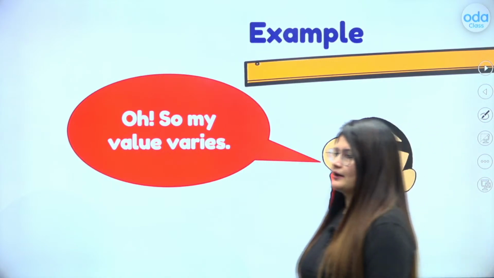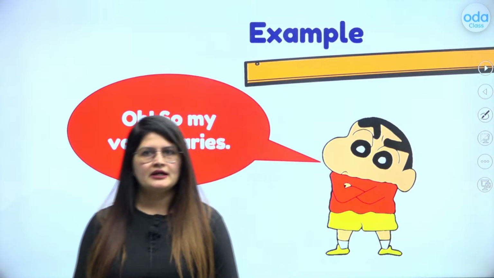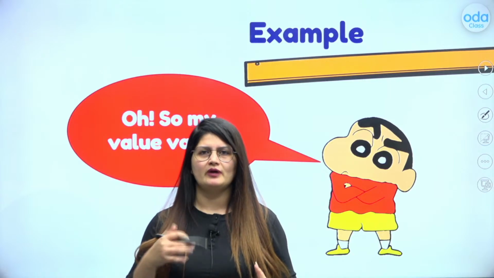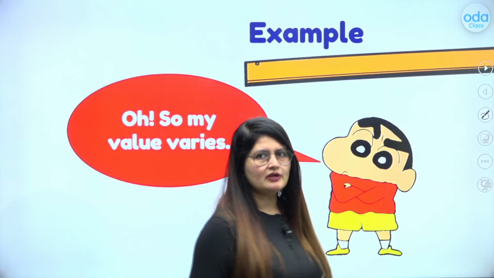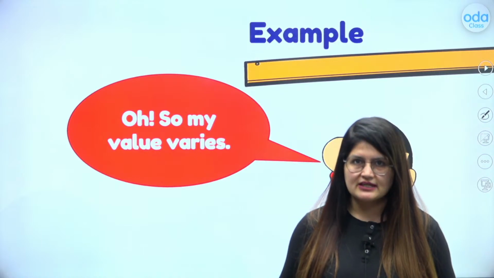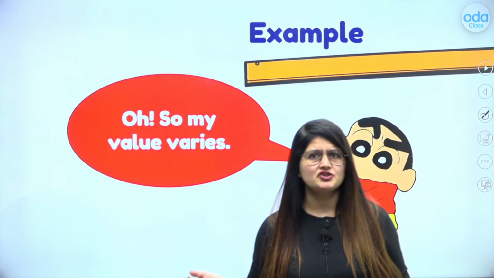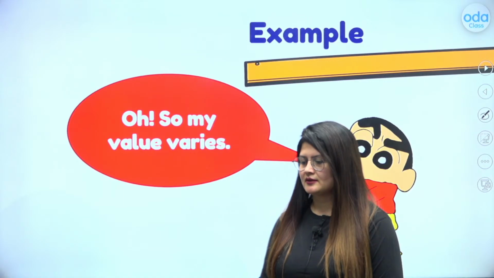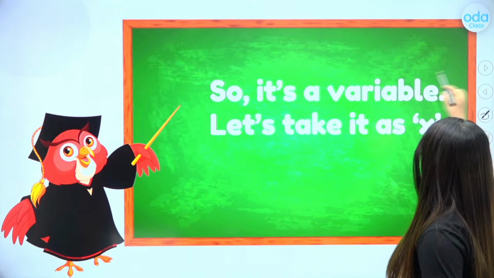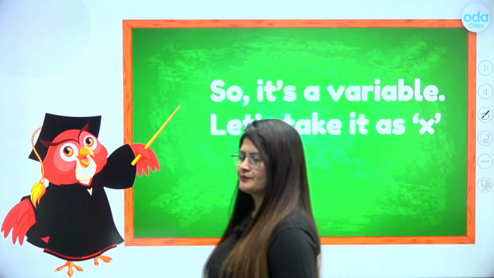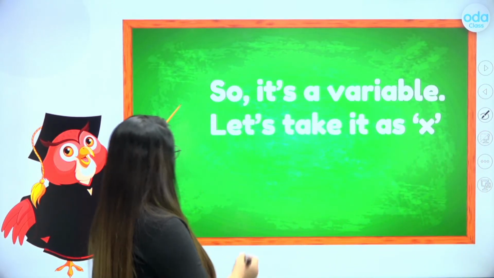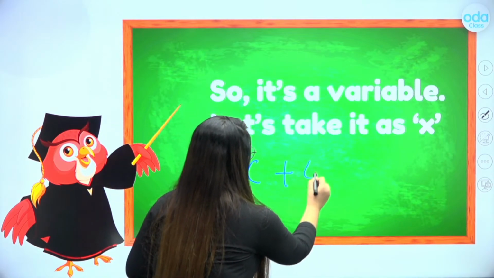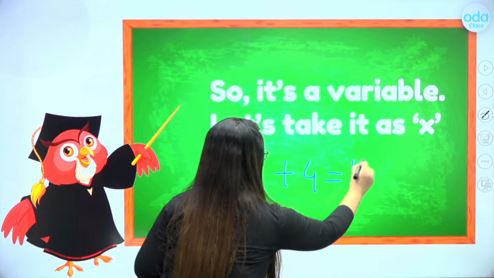So if the value of Shinchan changes, that means we are talking about a variable, isn't it? What I told you in the very starting, that a variable is something whose value changes. So if the value of Shinchan is changing, we can take Shinchan as a variable. So let's take this variable as x, and let's say we have x plus 4, which is equal to 12.